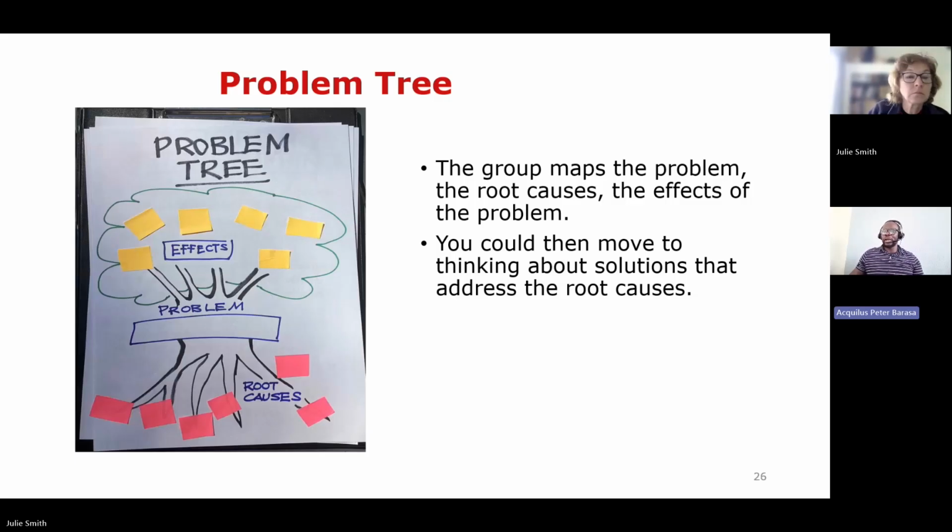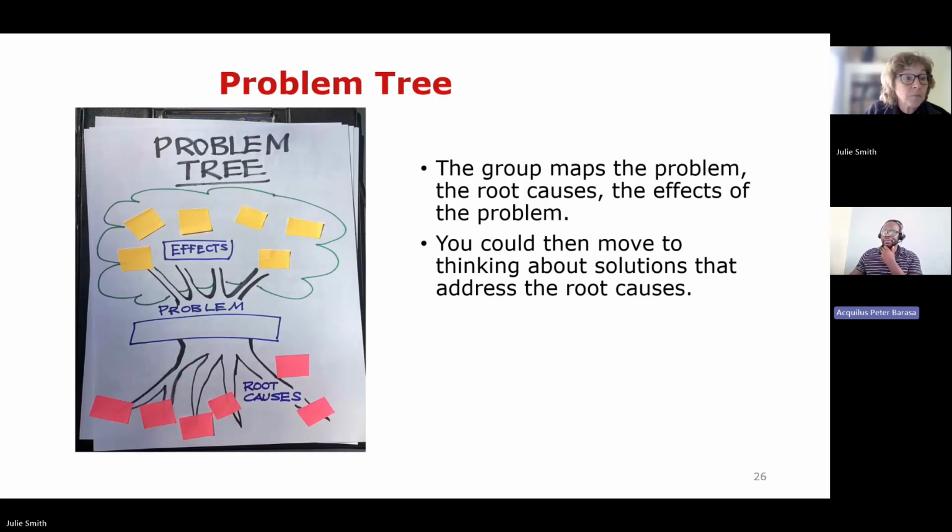This is useful to have different groups reflect on the root causes of a problem or the effects, because you might find that different groups see things very differently. It helps you think beyond what you could assume to be the case. And it's interesting, if you break people up by different impairment groups or by men and women, you might have really different perspectives about what the root causes are.